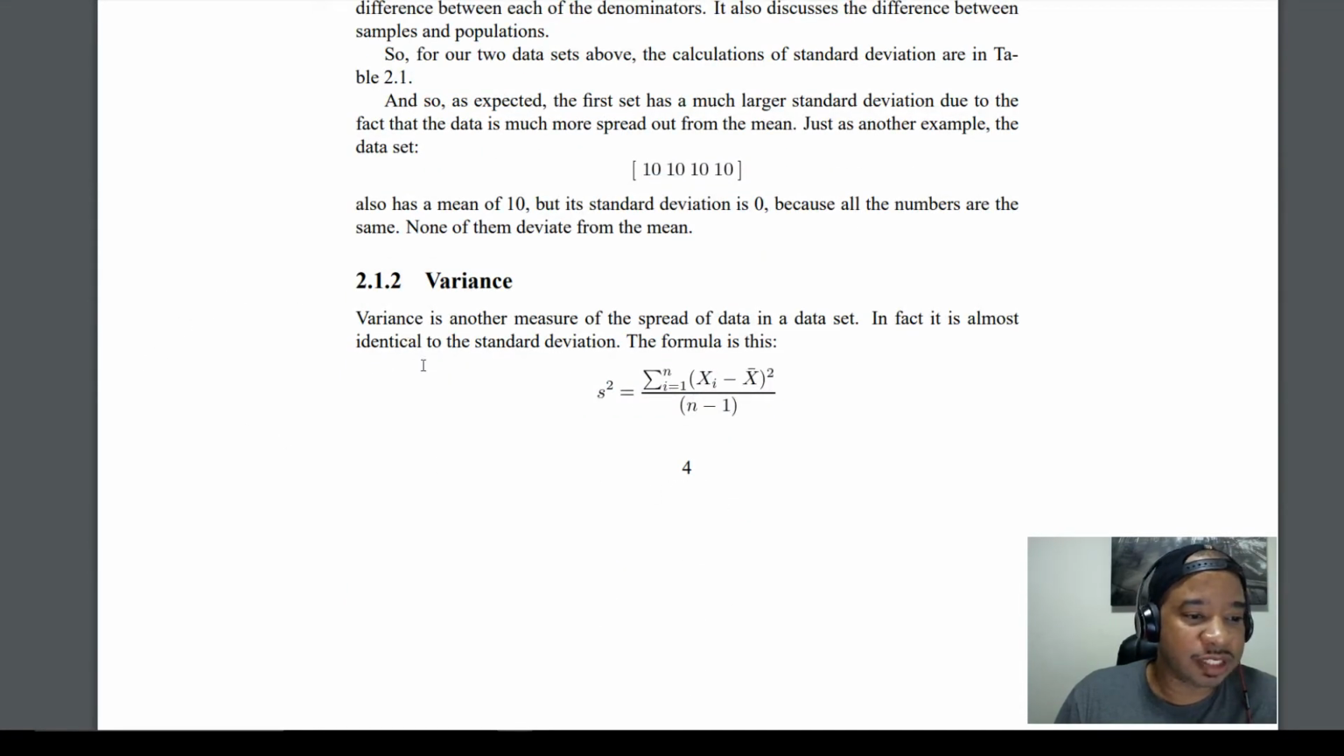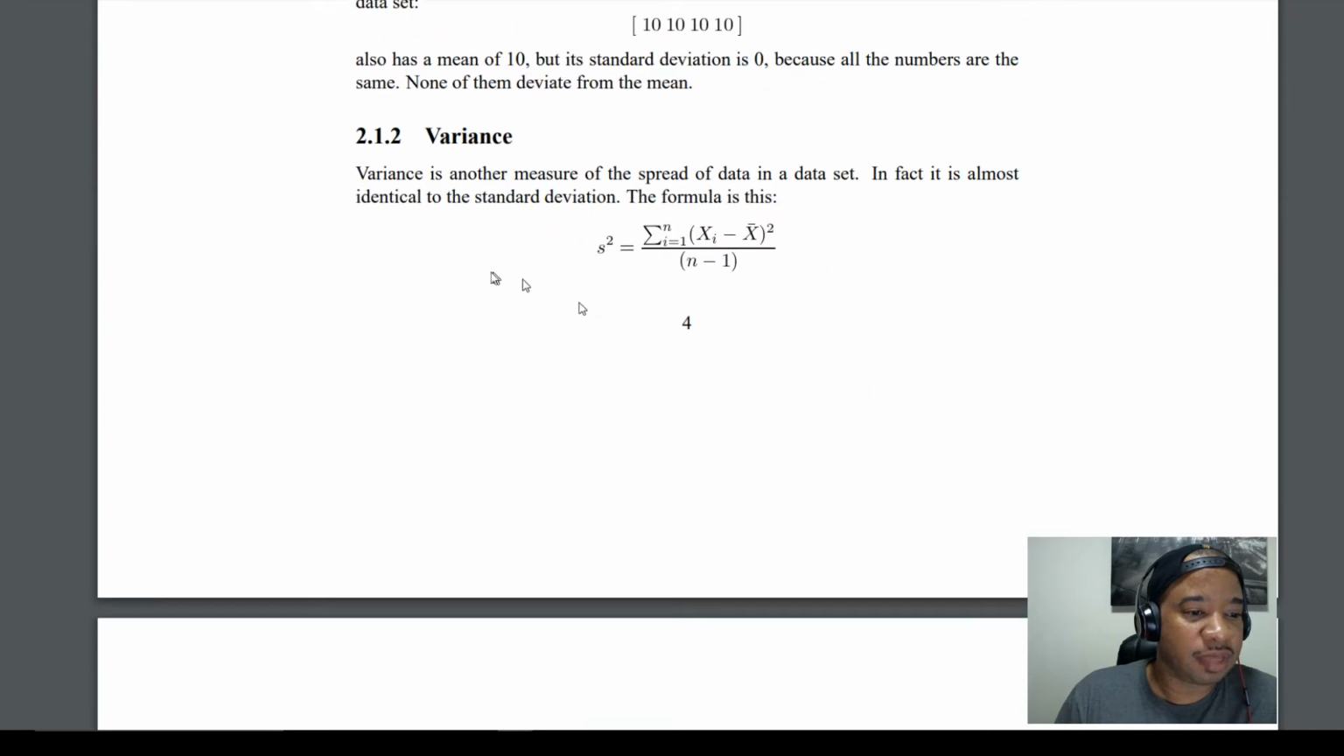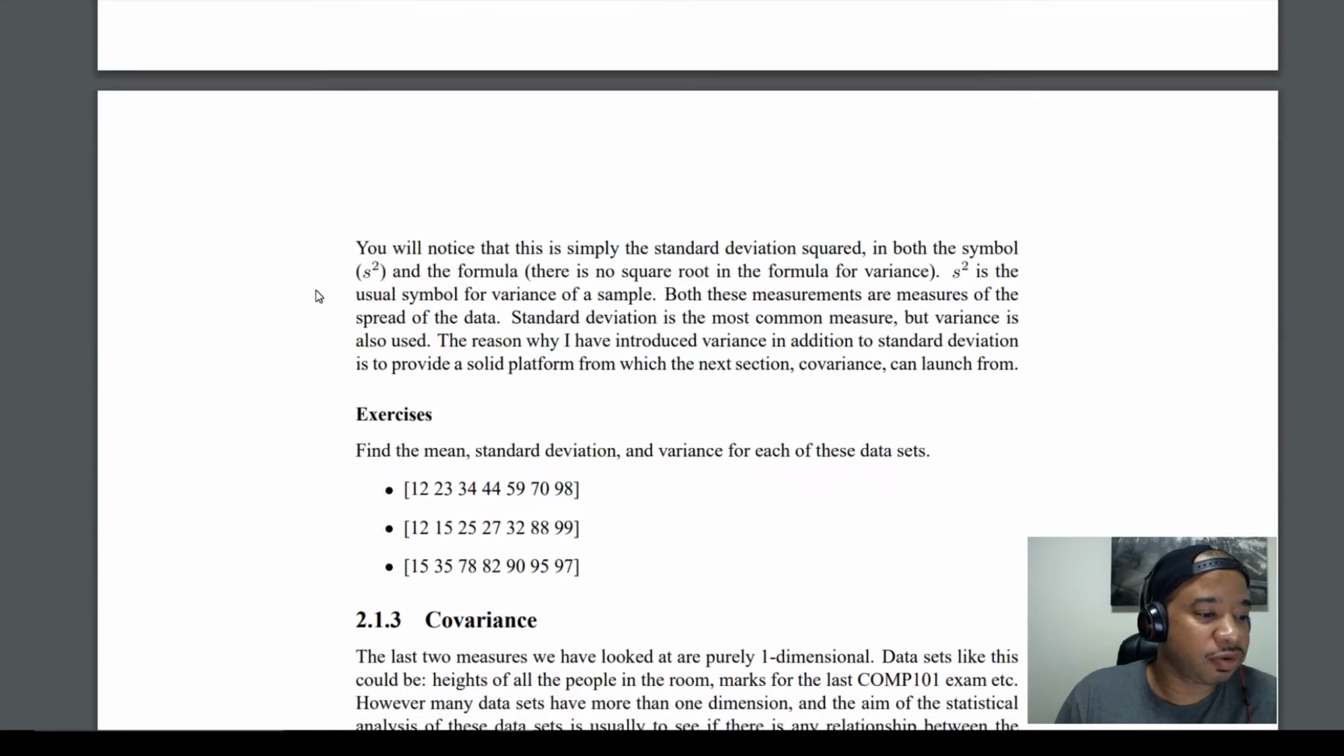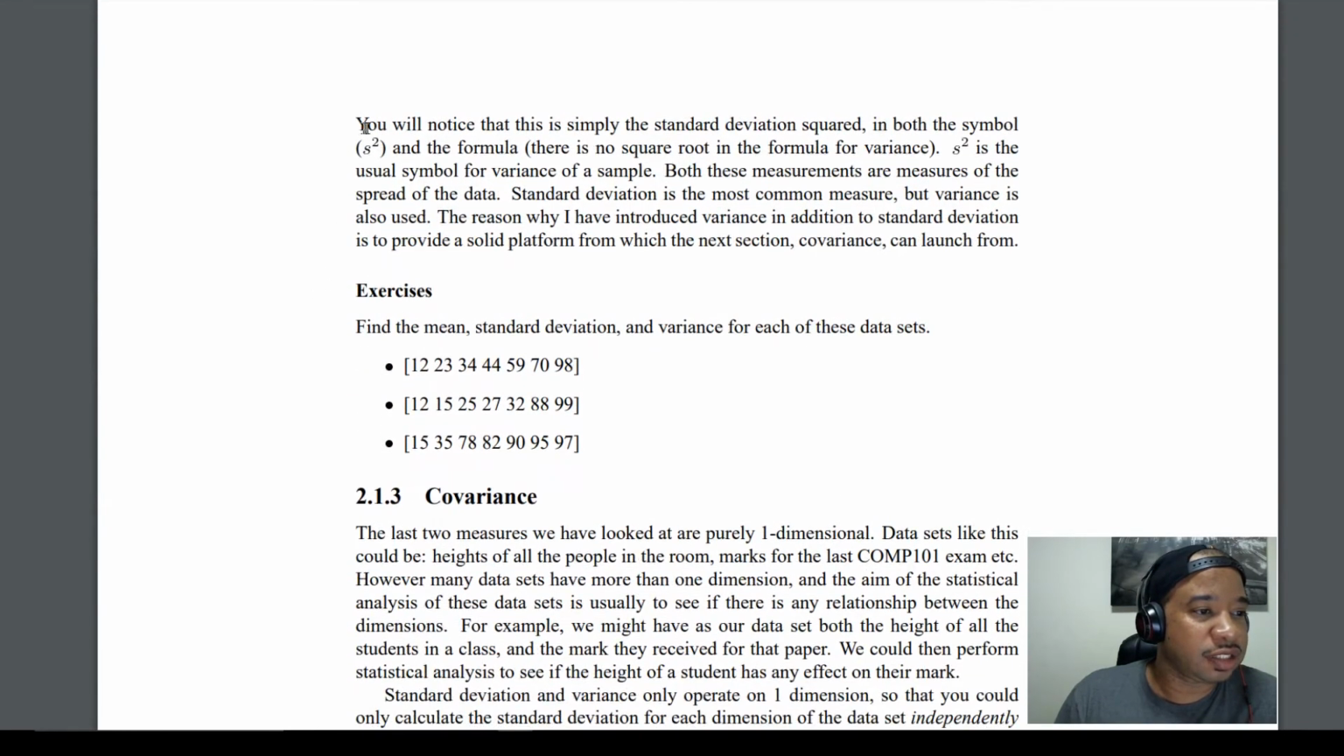Variance is another measure of the spread of the data in a data set. In fact, it is almost identical to the standard deviation, other than you do not take the square root. And so it says you will notice that this is simply the standard deviation squared, and both the symbol s squared and the formula s squared is the symbol for the variance of a sample.